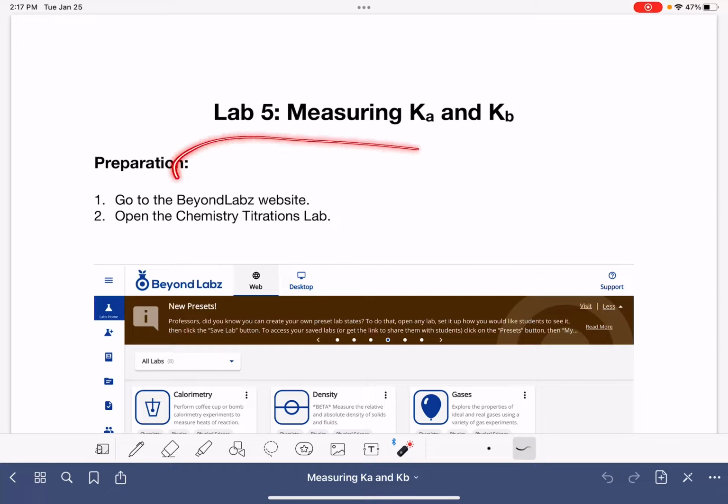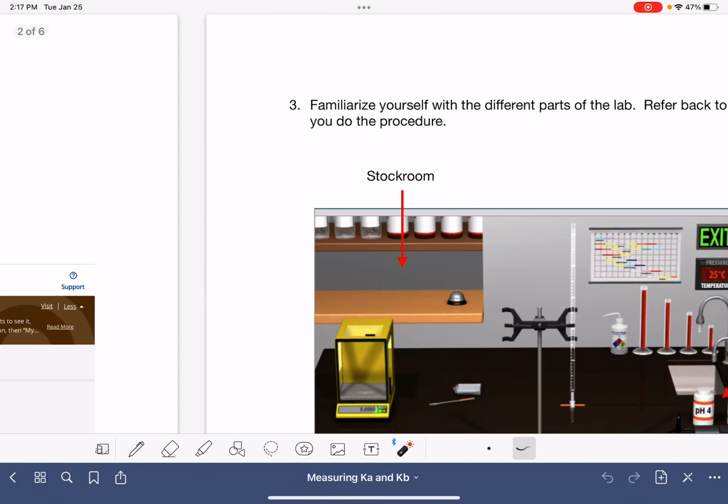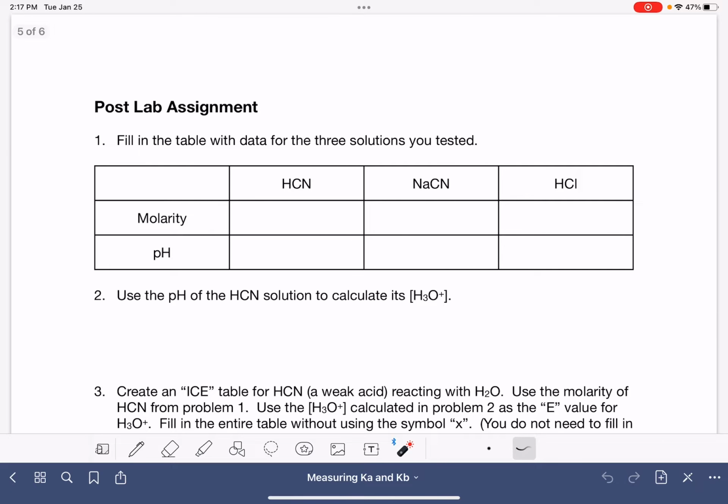I'm going to give you some tips for PostLab 5 measuring Ka and Kb. The first problem is just going to contain data from the lab. You will have recorded the molarities of all three of these solutions and then also the pH values of all three of these solutions. In question number 2, you are going to use the pH of the HCN solution to calculate its hydronium ion concentration.